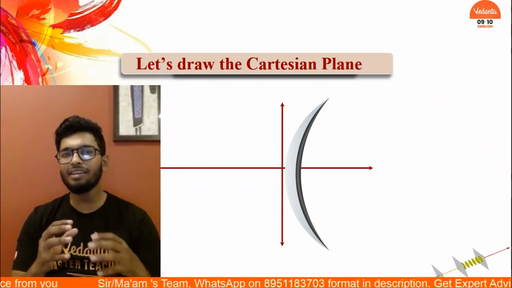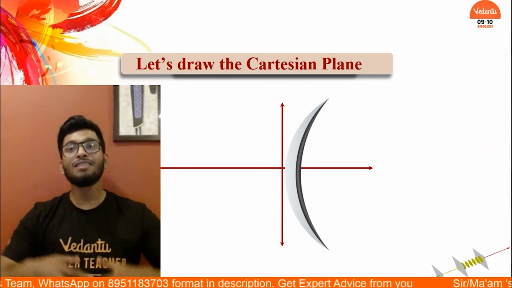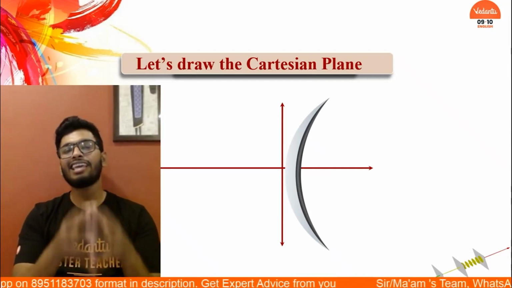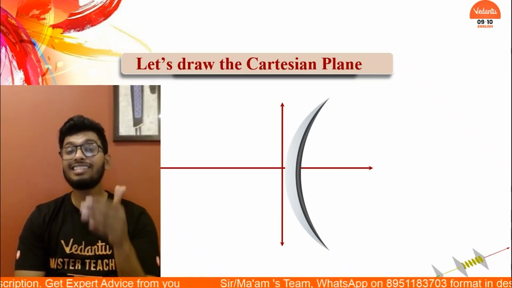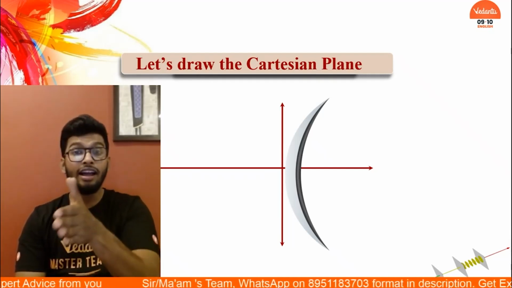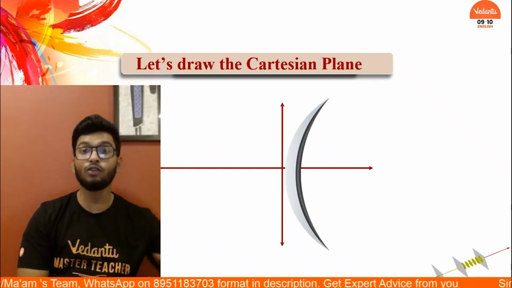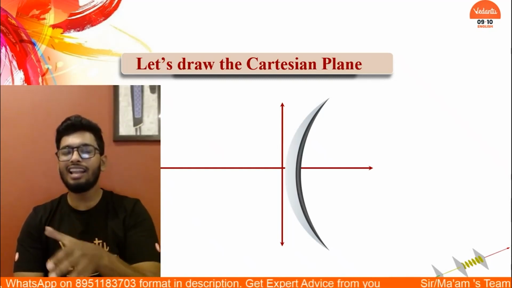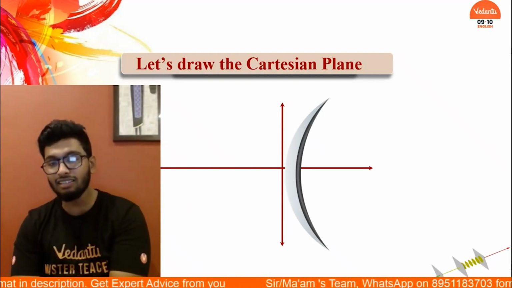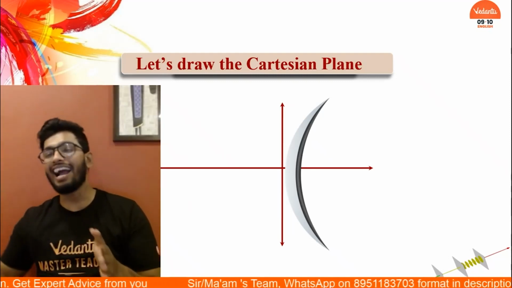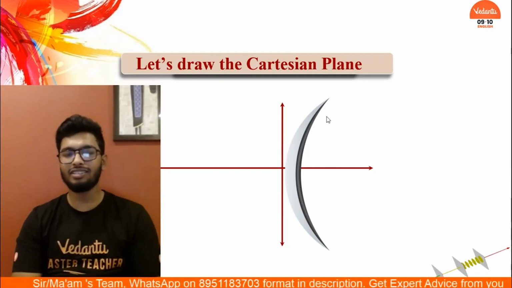So we are assuming that the convex mirror, I keep saying lens, the convex mirror is kept exactly at the origin, which means that all distances that you measure towards the front, towards the left hand side of the mirror, will be considered negative, and all distances behind the mirror, that is towards your right hand side, will be considered positive.